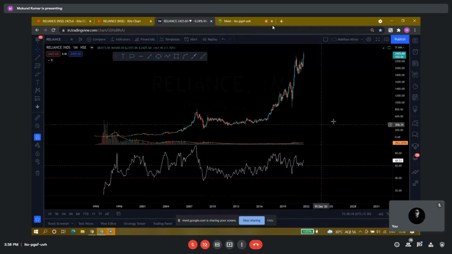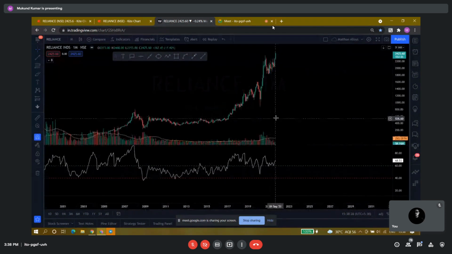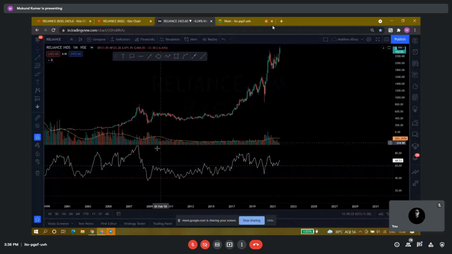Now if you are a long-term investor, what you can see is that Reliance was in a complete uptrend till June 2008. Then it breached this level and entered into a sideways move, and the stock was in a complete sideways move from June 2008 till 2nd January 2017.